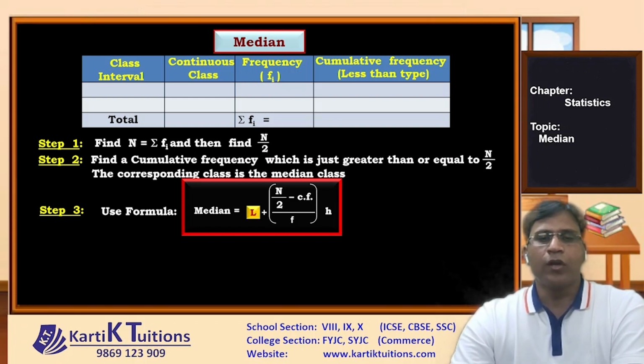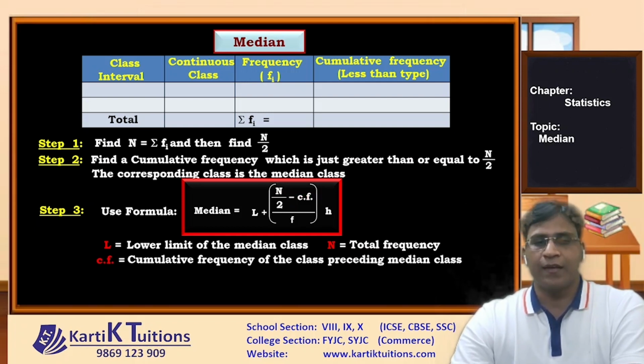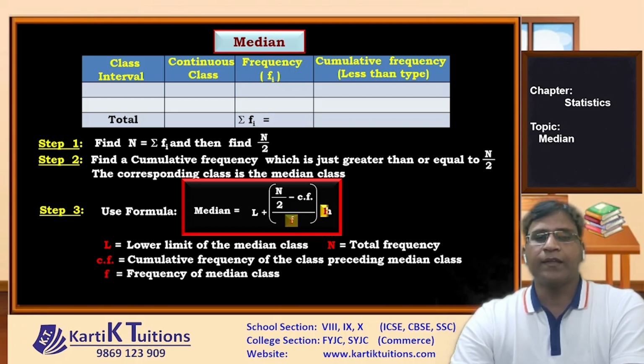L stands for the lower limit of the median class. Then N stands for the total frequency. CF stands for the cumulative frequency of the class preceding the median class. F stands for the frequency of the median class. And H stands for the width of the median class.